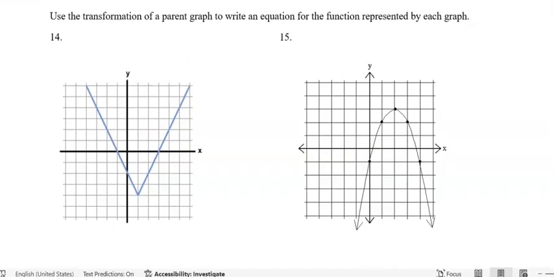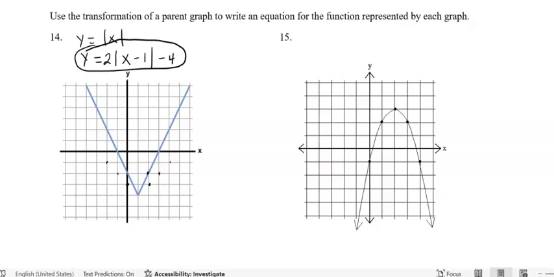So here we have the absolute value parent, and it has been shifted 1 to the right and 4 down. So I'm going to go x minus 1, 1 to the right, 4 down, minus 4. Notice that it's kind of tricky. You got to be careful here, because the parent has a slope of positive 1, which would do this. But this slope is positive 2, up to right 1, up to left 1. So that's called vertical stretch. So that's why we're going to have to put a 2 in front of the absolute value.